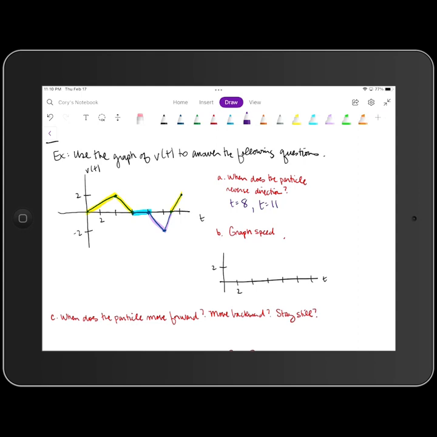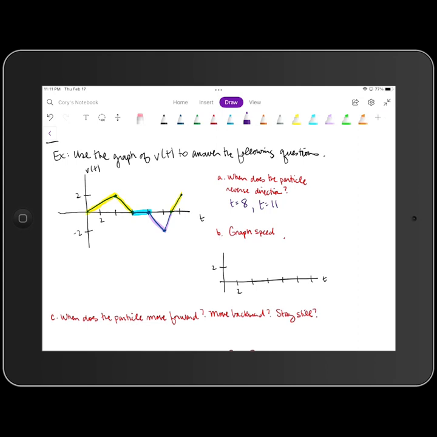Part B. If we're asked to graph speed, we know that speed is the absolute value of velocity. So if we want to graph the absolute value of the velocity function, the graph of speed is going to look exactly the same as the graph of velocity, except for that highlighted piece in purple. Because velocity is negative there, we have to take the opposite of that portion of the function to make it positive. So we're going to take that highlighted portion in purple and reflect that graph across the t-axis.